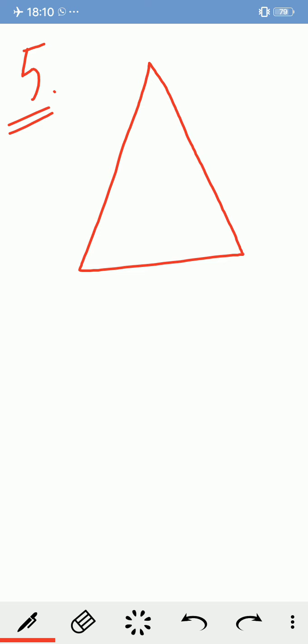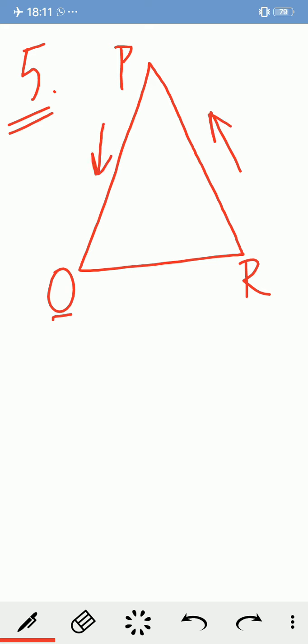In the given figure, PR is greater than PQ. Now the triangle is P, then I have Q, then here I have R. PR is greater than PQ. This one is greater than PQ, so this one is smaller.